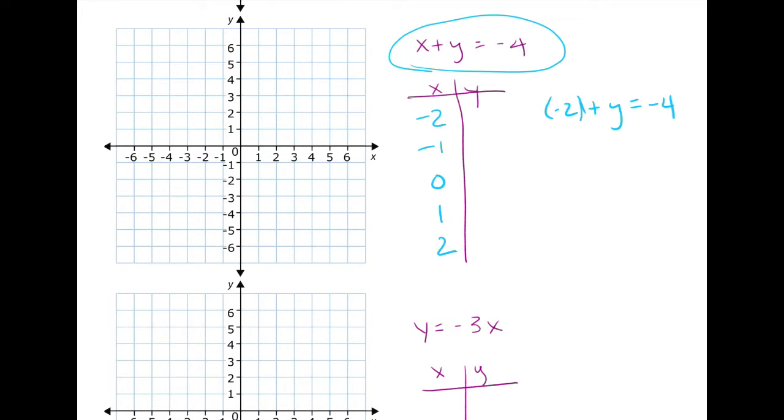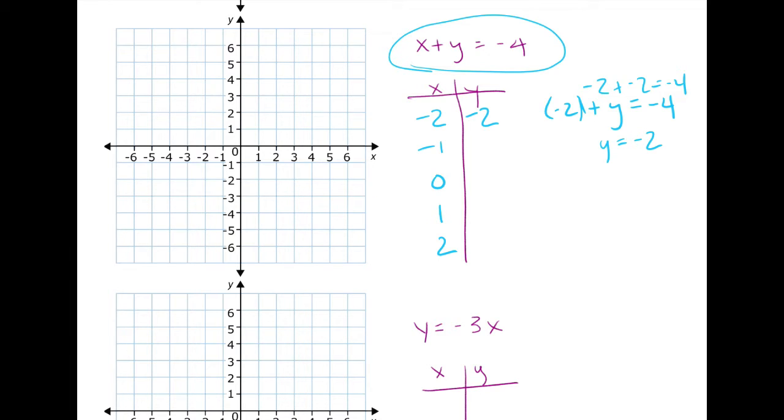So when I plug in -2, what do I need to add to that to get -4? And now we've spent the whole chapter dealing with adding and subtracting, multiplying and dividing integers. So hopefully you can quickly discern that in order to make this true, y has got to equal -2 also. -2 plus a negative 2 equals negative 4. So here in my y column, I'm going to put a negative 2.